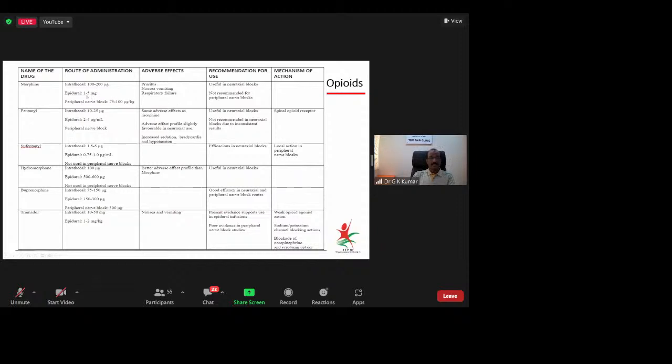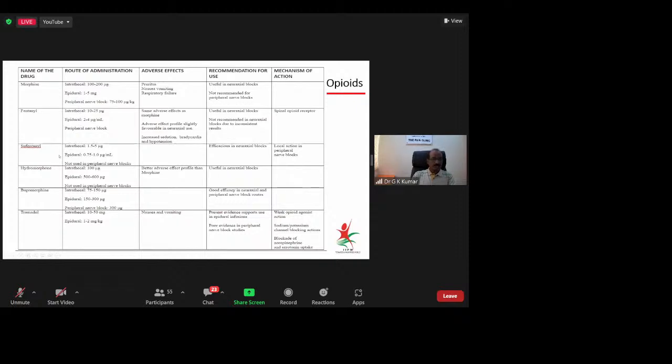But intrathecal and epidural is the one which is widely used, while peripheral nerve blocks are not much useful. So tramadol is very useful for epidural. Other drugs: fentanyl very much promotes the intrathecal and epidural. Peripheral nerve blocks, even though a lot of studies are there, are not going to be beneficial. So morphine epidural will be useful. Fentanyl intrathecal is widely used, and epidural can be used.